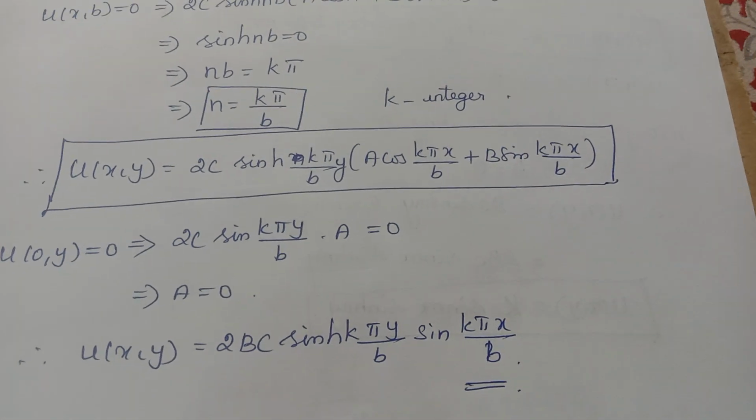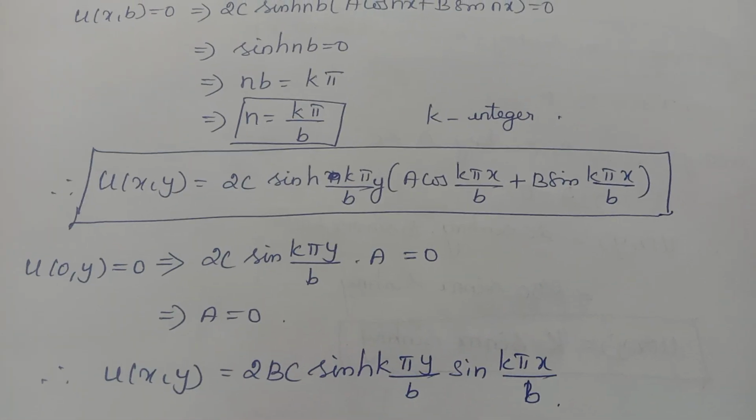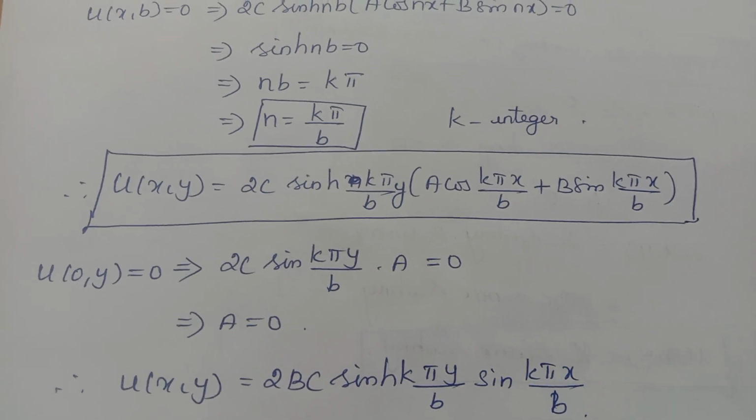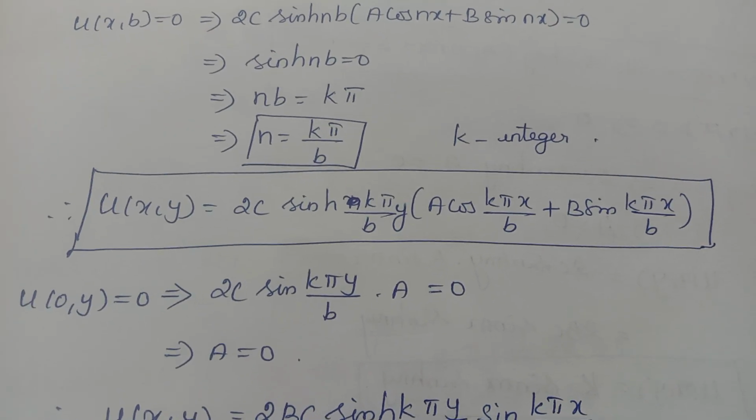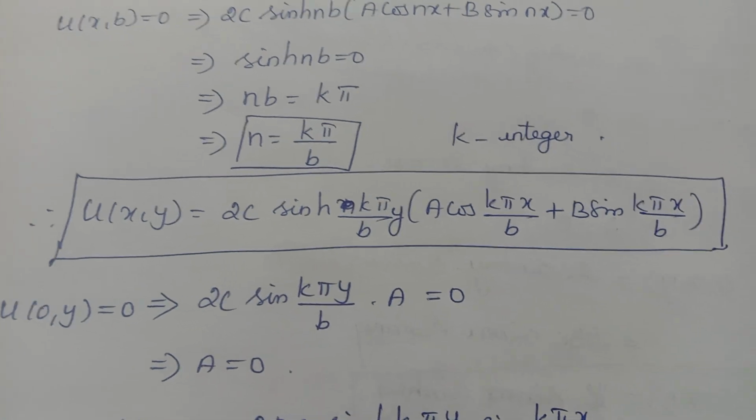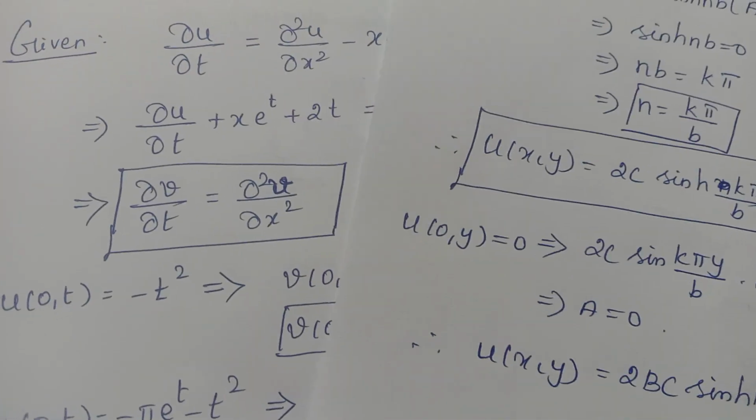This problem is almost similar to the previous problem, except the case that here we have a rectangle, there we have from 0 to pi, here we have from 0 to a and 0 to b. Okay, right. Then next problem.